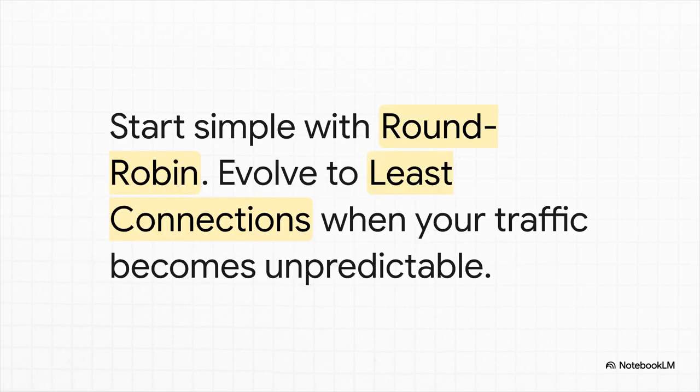So, what's the final verdict? The big takeaway? It's a really practical rule of thumb. Start with the simplest thing that could possibly work, and that's almost always round robin. It's fast, it's easy. But the moment your traffic starts to get unpredictable, with requests of all different shapes and sizes, that is your signal. It's time to evolve to the smarter, more adaptive power of least connections.